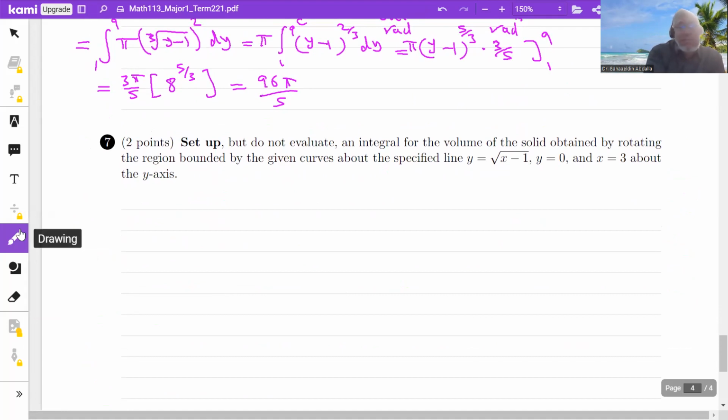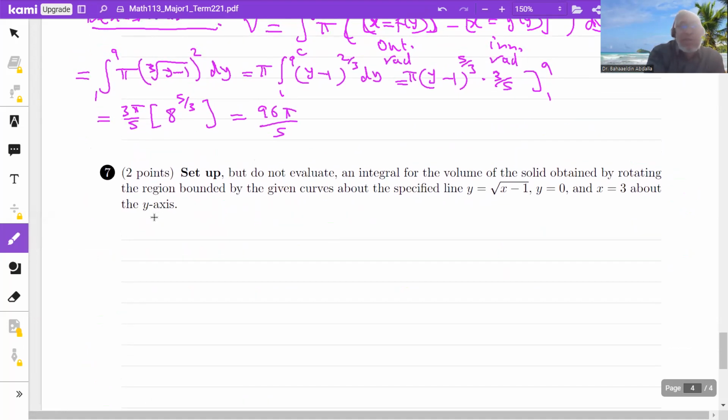The last question: set up but do not evaluate an integral for the volume of the solid obtained by rotating the region bounded by the given curves about the specified line. y equals square root of x minus 1, 0, and x equals 3, about the y-axis.